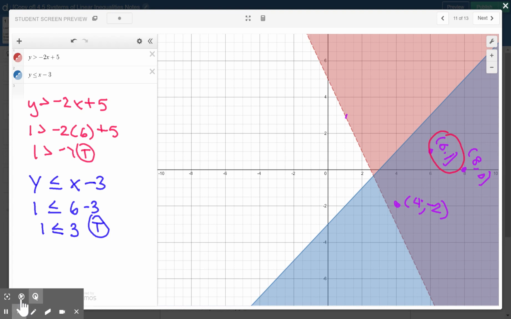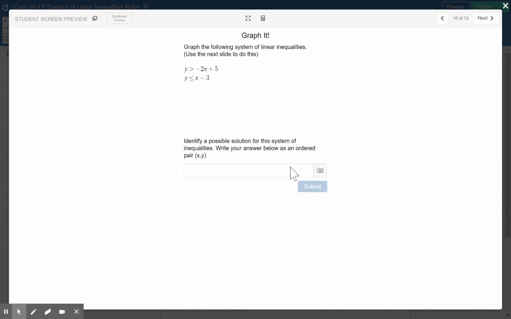So in the previous slide, I could put 6 comma 1 because I just tested it. Now I'm not asking you to test it. I was just showing you in your notes. You don't need to do that part on an assessment or on an assignment. We're just asking you to identify an ordered pair that is a solution to the inequalities.